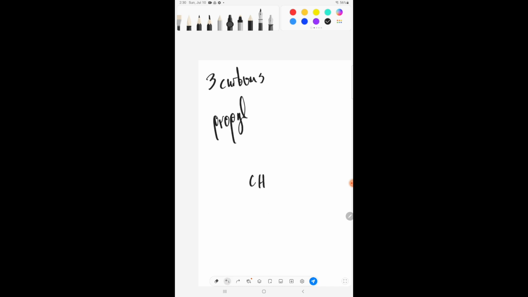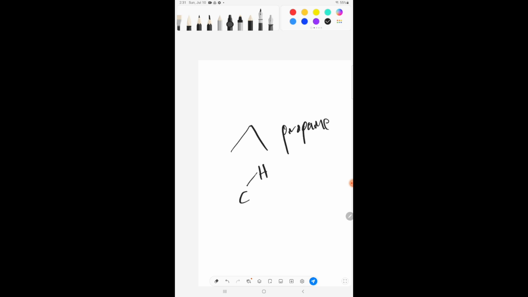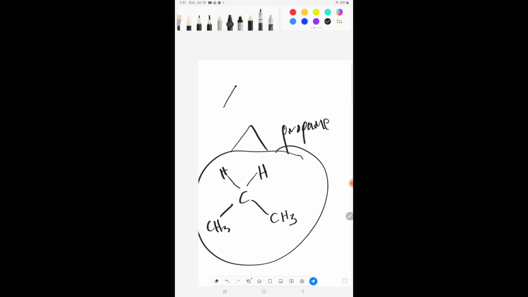So the skeletal structure would just look like, right? Sorry. It would look like this. 1, 2, 3 carbons. Propane, which you most likely have heard of, is just this. This is propane. Okay, this is propane. So the alkane for a propyl group is propane.